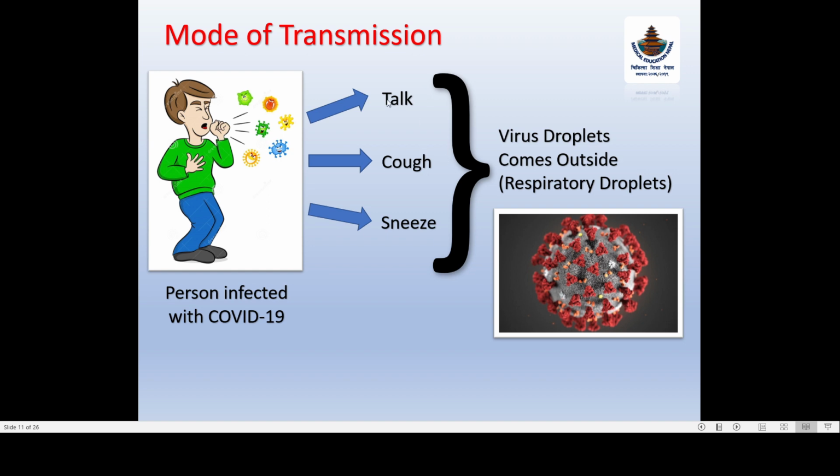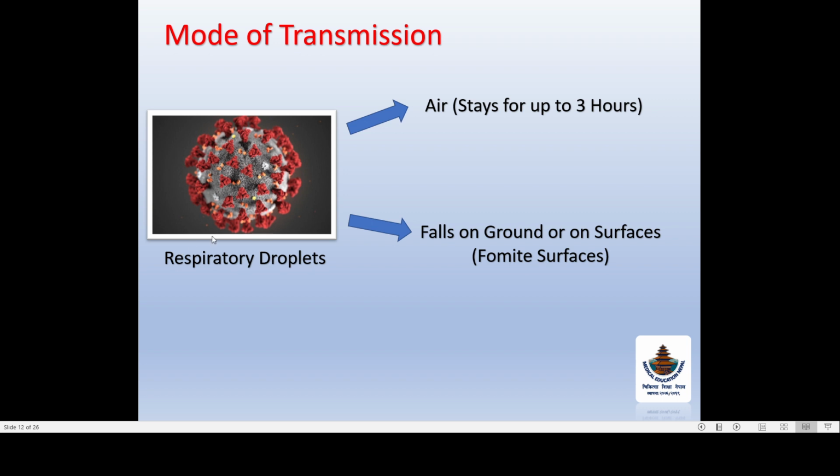What happens here is the virus droplets come out during talking, coughing, or sneezing. These virus droplets are particularly known as respiratory droplets. You can see the image over here in the micro image. This respiratory droplet either goes into the air or falls on the ground or onto surfaces. These surfaces are known as fomite surfaces, and in the air it stays for up to 3 hours.